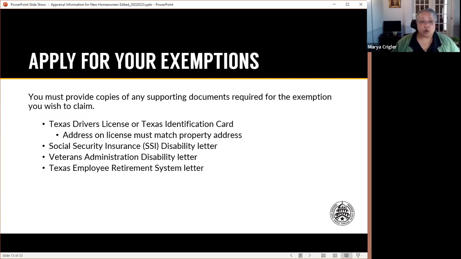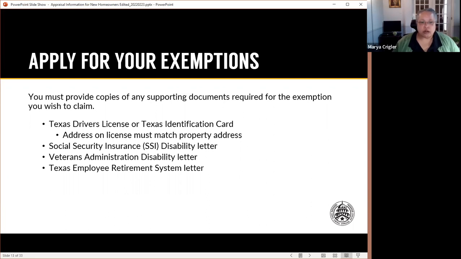And again, we are required to require that Texas driver's license or a Texas ID card. We cannot accept a passport. We cannot accept a concealed carry card. We cannot accept any other form of identification. It must be a Texas driver's license or a Texas identification card.